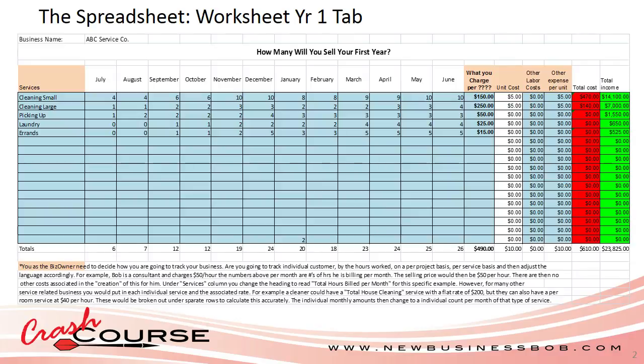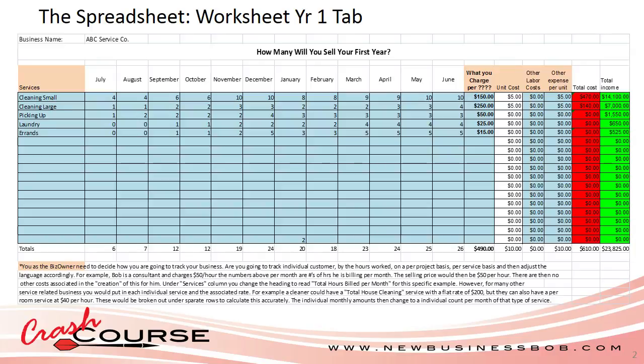So when you first see it, it's going to have zeros. Over here on the left-hand side, we have services, and you can customize everything that's in blue and everything that's in the light pink color. You can type whatever you need to for your business in there. So this is a service business, a cleaning business as an example, and we've input the quantity of those services that we think we're going to sell on a monthly basis. So in July there's cleaning of 4 small areas, 1 large area, 1 picking up. So those can be different clients. It's just there's different quantities per the type of service for each month.